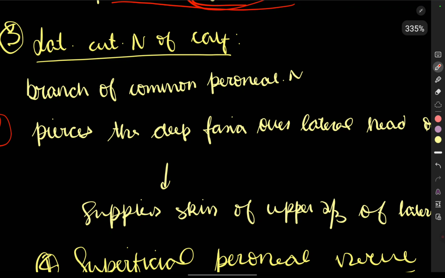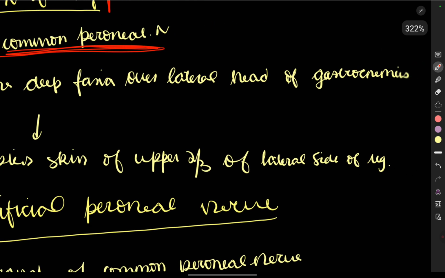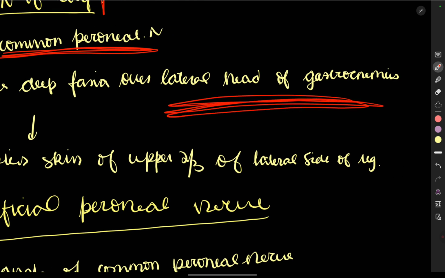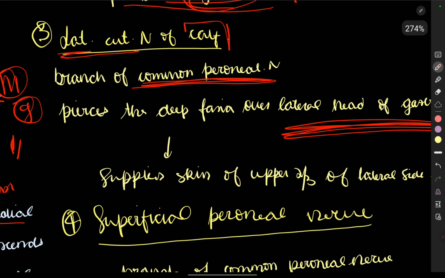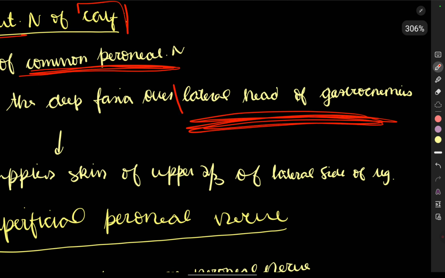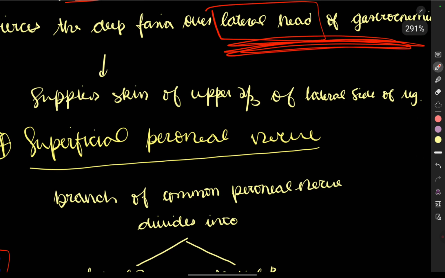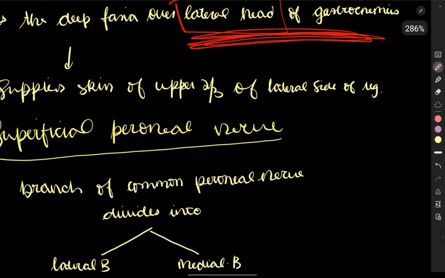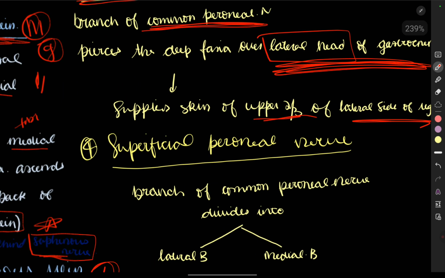Calf is the posterior region of the leg. It is commonly called the calf, and the muscles lying over there are commonly known as the calf muscles. It is a branch of the common peroneal nerve. The lateral cutaneous nerve of calf pierces the deep fascia over the lateral head of the gastrocnemius. Remember the lateral head of the gastrocnemius. It supplies the skin of the upper two-thirds of the lateral side of the leg.